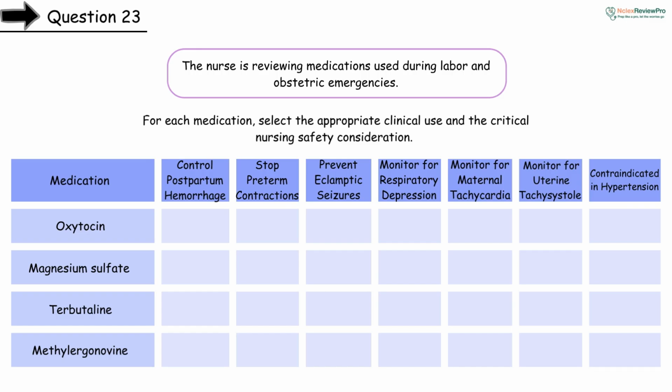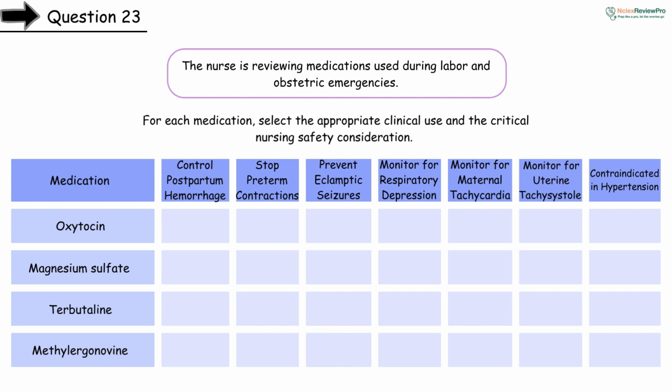The first table is about indications. For each medication, you need to identify what it is primarily used for. Is it used to control postpartum hemorrhage? Is it used to stop preterm contractions? Or is it used to prevent eclamptic seizures?